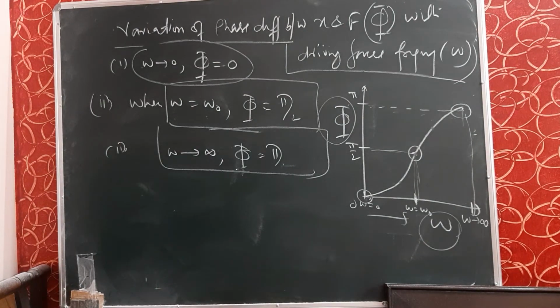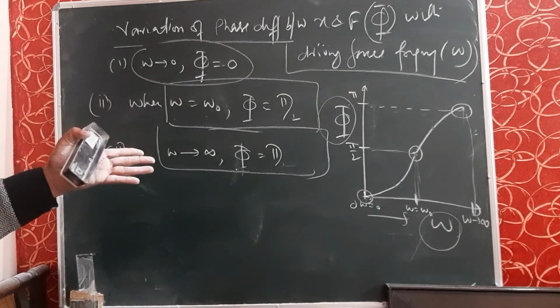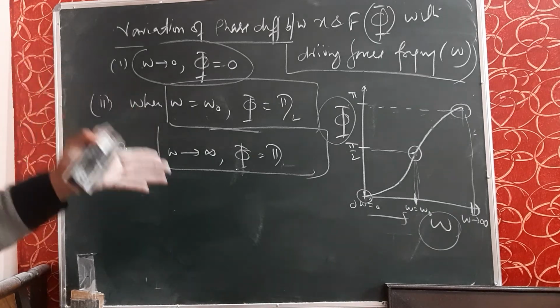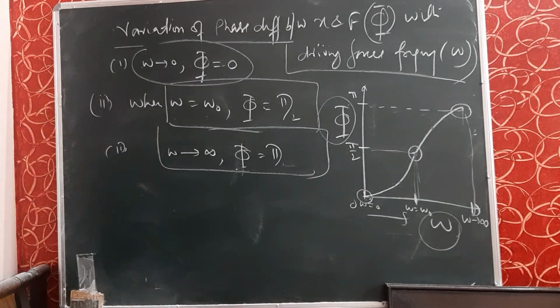So is it clear? In our next lecture, we will find such variations between amplitude and omega, velocity and omega, acceleration and omega, and so on. So we will discuss 4 or 5 articles like this. Thank you very much.